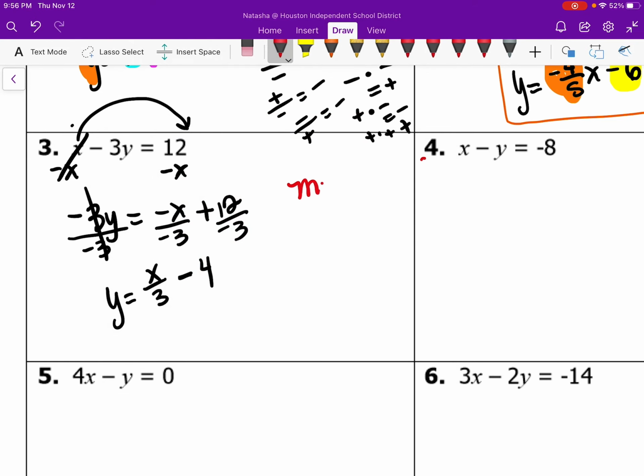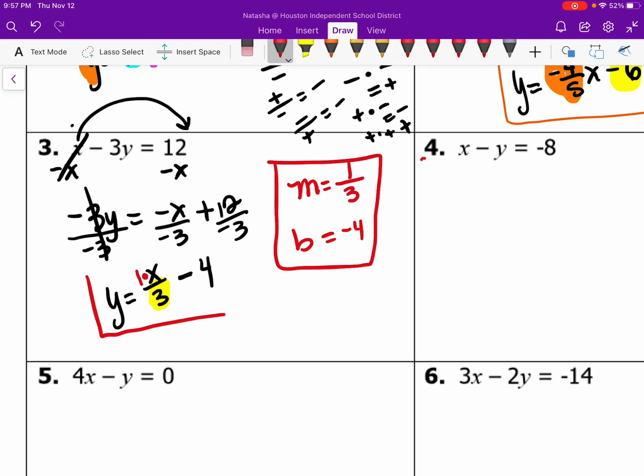Now, I need to identify my slope. My slope is the coefficient with x. But wait, I don't see a coefficient with x there. There is, but it's what we call invisible math. There's an imaginary 1 in front of the x. So our slope is going to be 1 over 3. Do not give me x over 3. X over 3 is not the answer. And our b, of course, is going to be still the negative 4. So we have finished and answered this question.